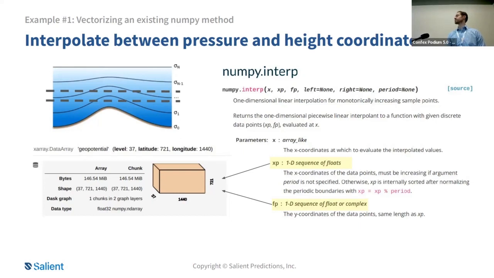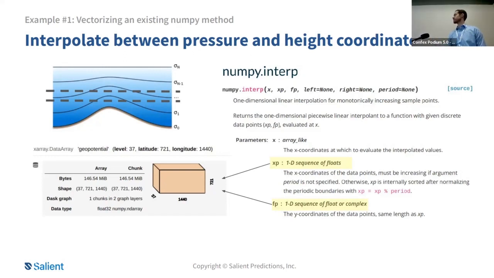So the example here is interpolating between pressure and height coordinates. So you have, for example, model data that's on levels. You have an array of the height field on those levels and maybe temperature as well. You want to interpolate the temperature to some consistent height, for example.